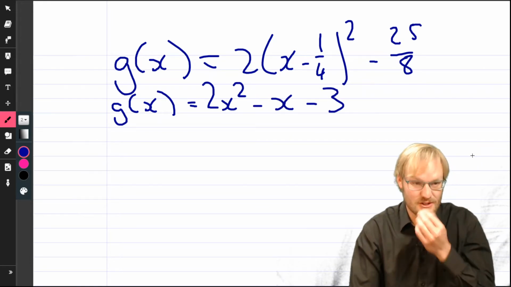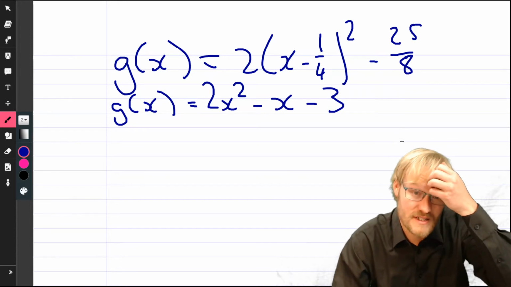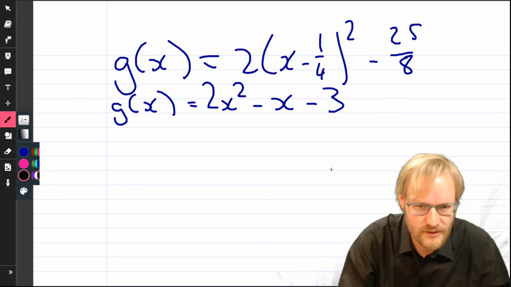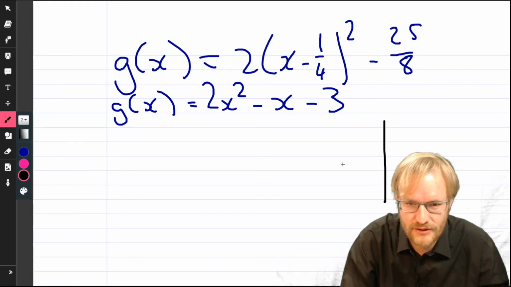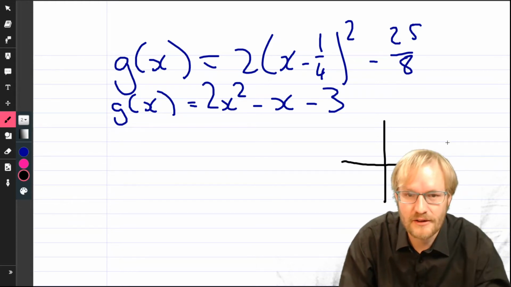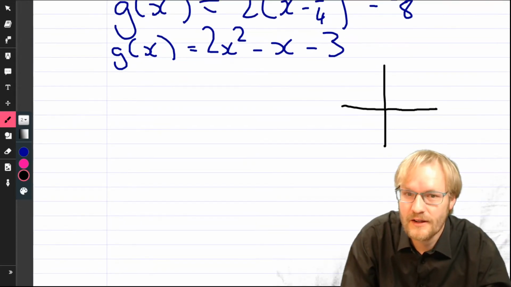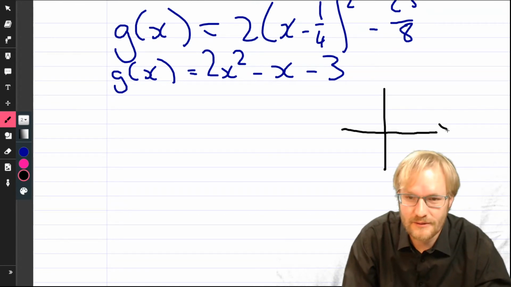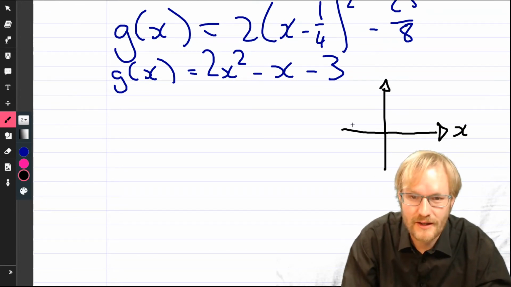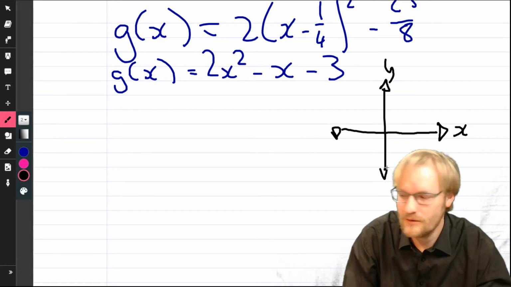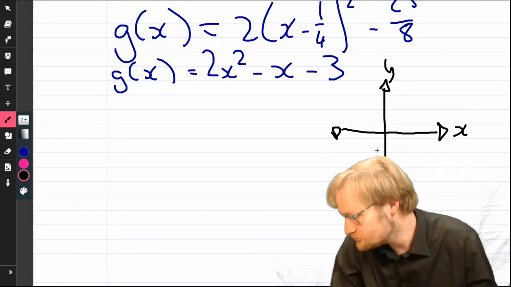Okay, so second example, we need to sketch this. Have our axes always at the ready here. There we go. I'll be scrolling up shortly anyway. Okay, x, y. Not sure where to move out of the way.